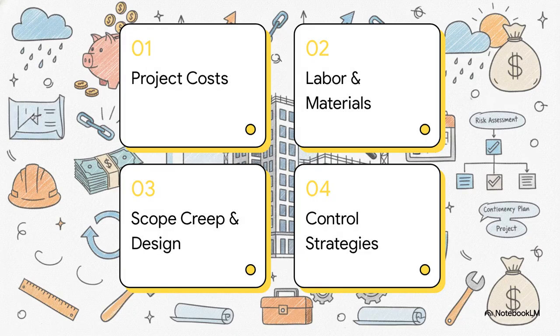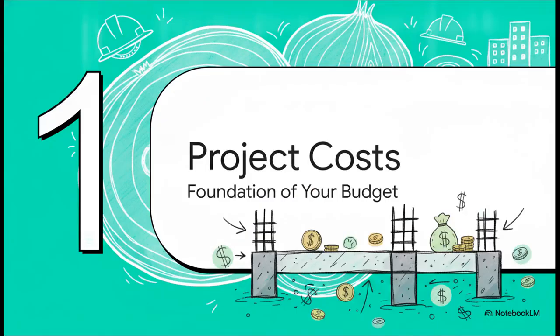Here's our roadmap for today. First, we'll be breaking down project costs. Second, we'll look at the labor and material crisis. Third, scope creep and design changes. And finally, actionable strategies to control your budget. Let's get to it. Section 1.